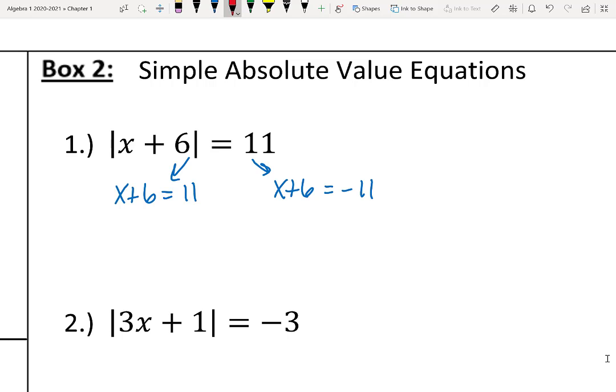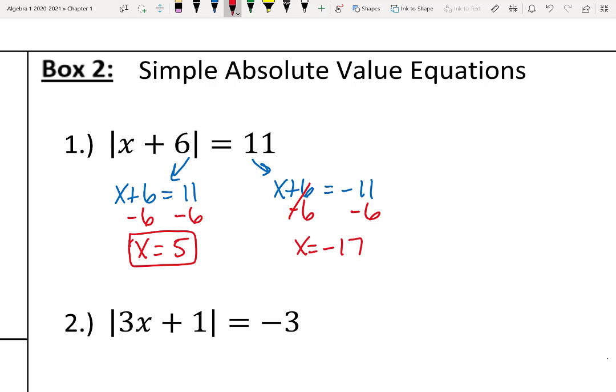So in this left one, x plus 6 equal to 11, just like we had in the beginning part of this chapter, I would subtract 6 on both sides to isolate my x. 11 minus 6 is 5, and 5 is my first solution here. On the right-hand side, x plus 6 equals -11. I'm still going to subtract 6 on both sides, and I get -17, because -11 minus an additional 6 would be -17. So you get two solutions.